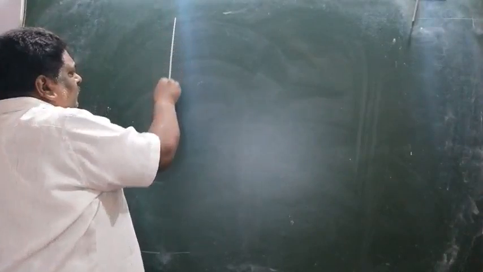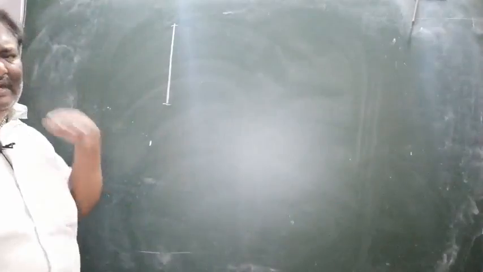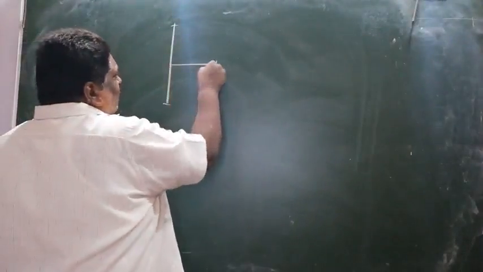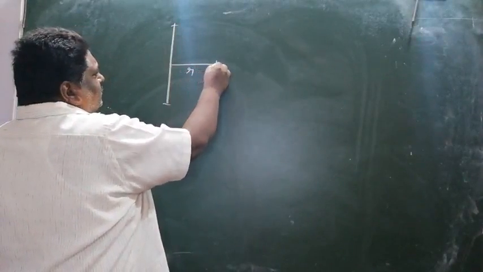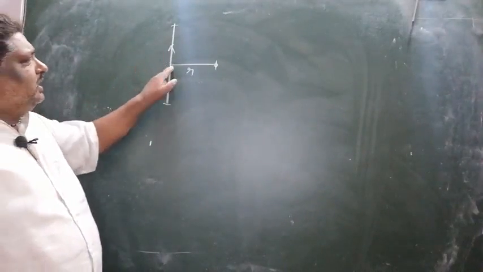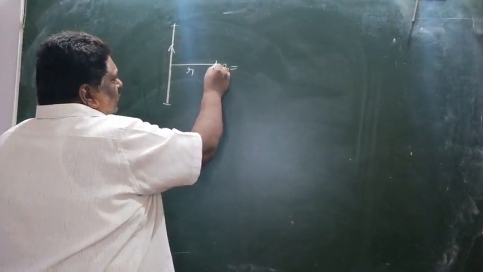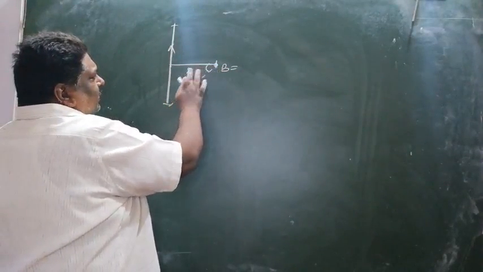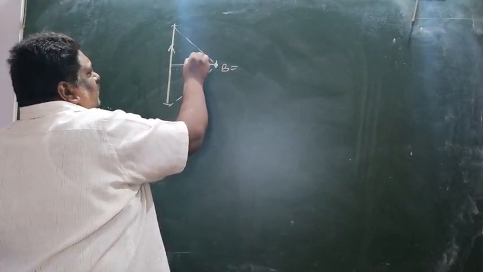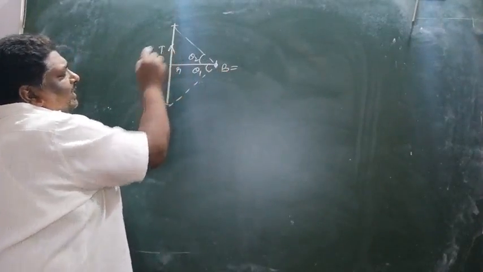Here, not infinite, finite. Infinite means you know mu naught I by 2 pi r, but here it is not infinite, it is finite. It is r distance. Here through this, current is passed. What is the strength of the magnetic field here? Here magnetic field B is equal to, imagine here it is theta 1 angle, it is theta 2 angle being made. Then here is the magnetic field due to this current carrying conductor.